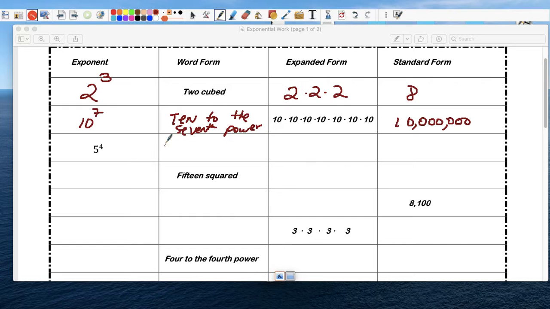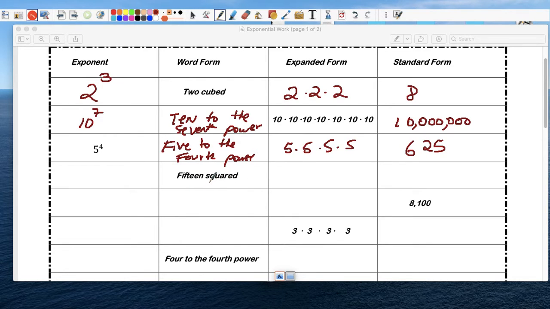5 to the 4th power. That's 5 times 5 times 5 times 5. And then we're going to multiply this, and I have no idea, so I'm going to cheat here. Alexa, what's 25 times 25? 25 times 25 is 625. So that's my final answer.